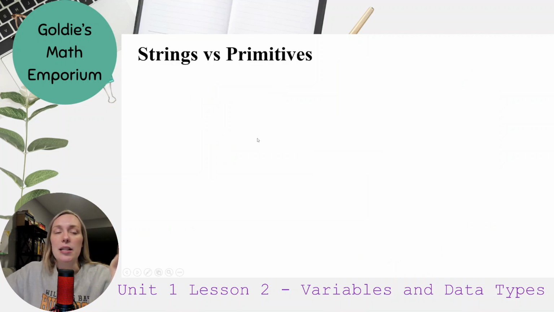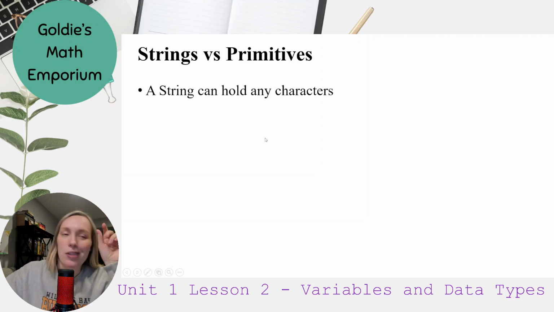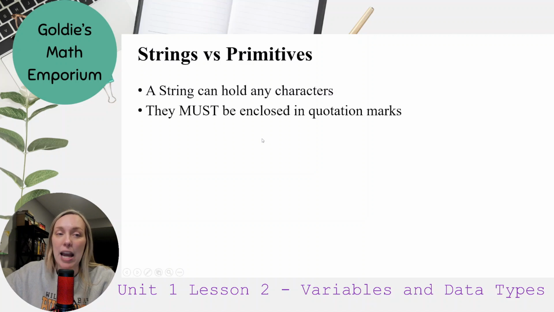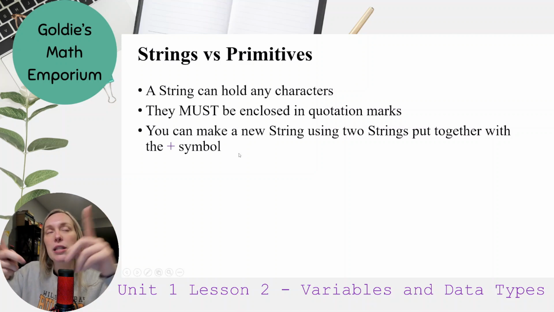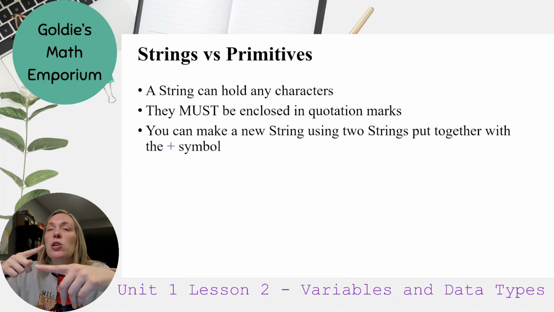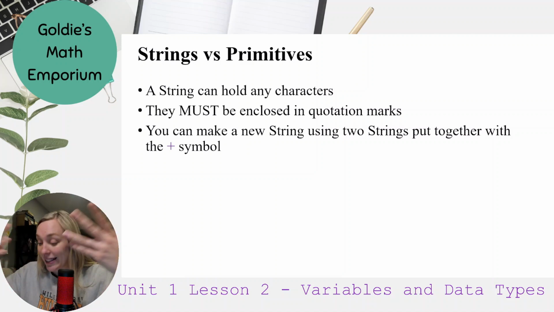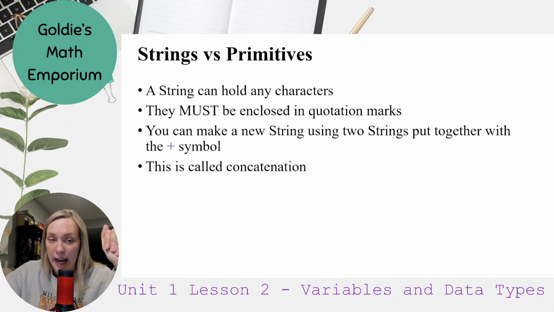Let's expand just a little bit on the strings versus primitive idea. A string can hold any characters. It just has to be enclosed in quotation marks. You can make a new string together by doing the plus symbol between them. We're going to talk a little bit more about that plus symbol in lesson 3. But if we have two strings that we want to put together, we use that plus symbol to concatenate them. Concatenation.